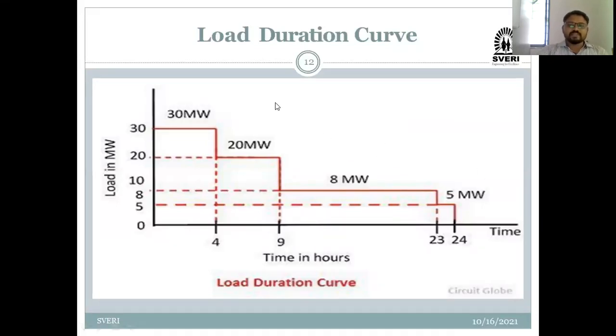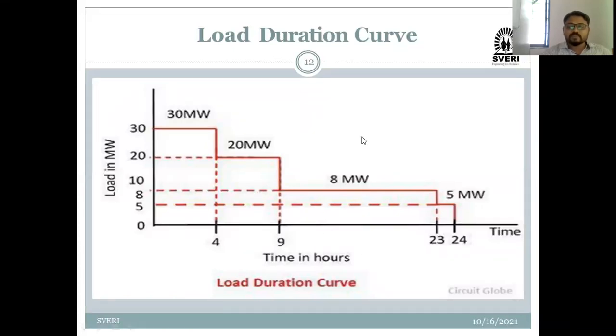Okay, so see, I will tell you, the load duration curve is actually the load curve. But here, whatever the variation of the loads is, it is arranged in the descending order. Descending order in the sense what?